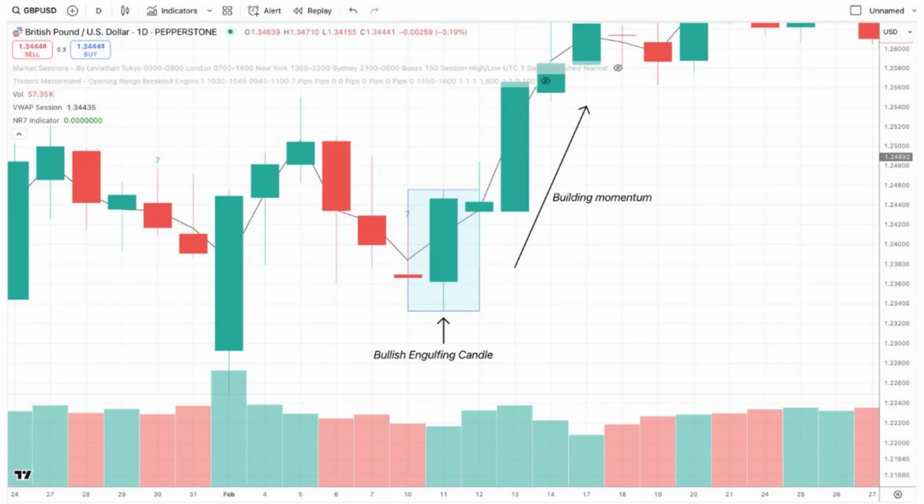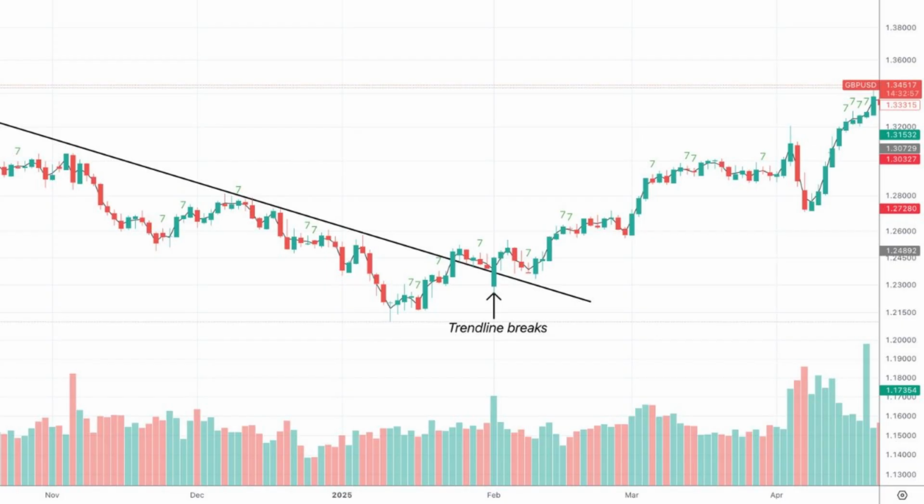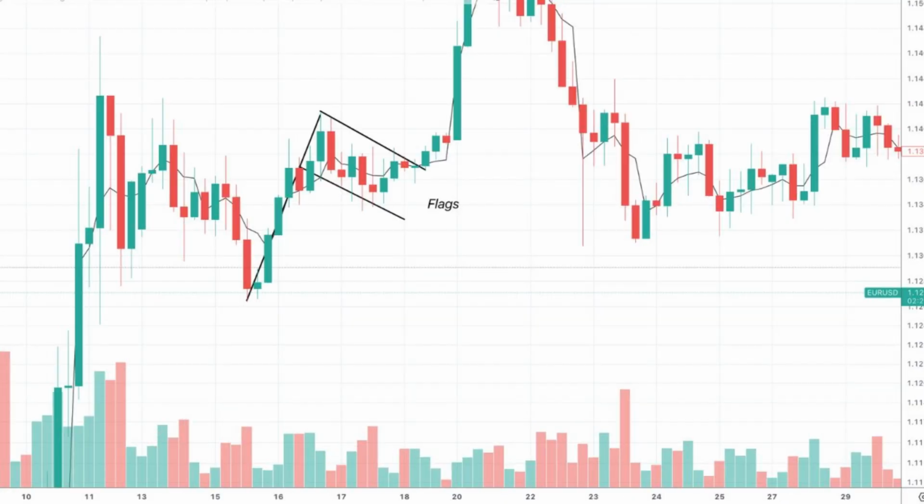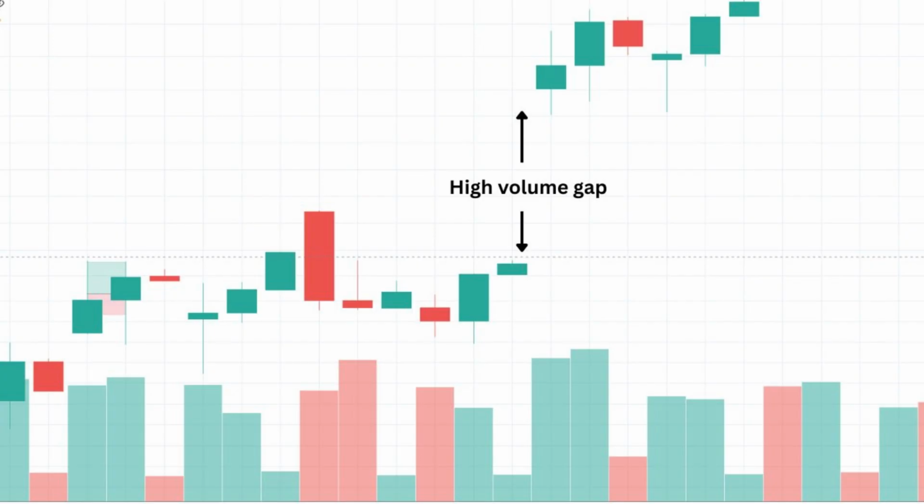You're going to look for bullish engulfing candles, which will show you that momentum is shifting. You could look for breakouts from trend lines or patterns, or flags and pullbacks, for example, which show you that structure is changing or that the trend is continuing. Then you could look at high volume gaps or overnight strength, and you'll find a story there too.